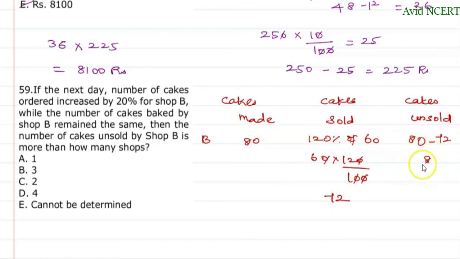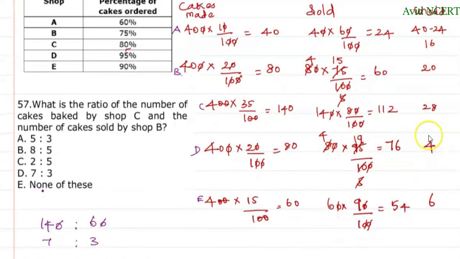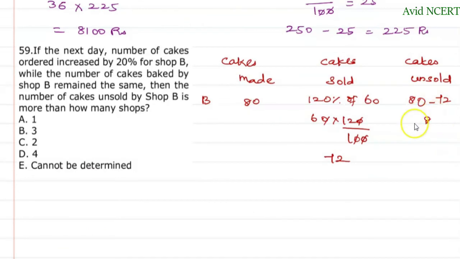So shop B still has 8 cakes unsold, which is comparatively more than shop D and shop E, whereas shop D has only 4 cakes unsold and shop E has only 6 cakes unsold. Shop B has 8 cakes unsold. So how many shops? It's comparatively more than 2 shops, that is D and E.